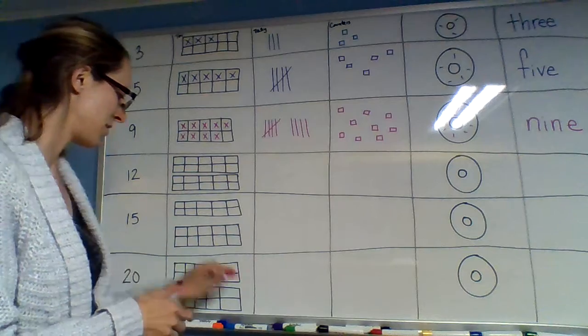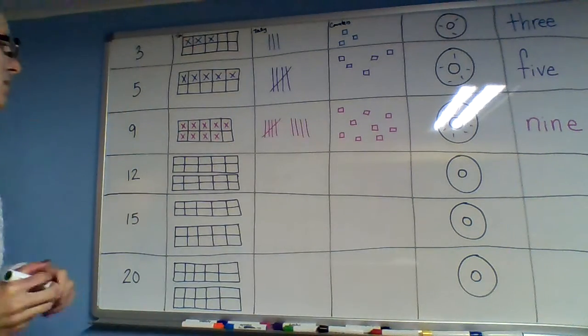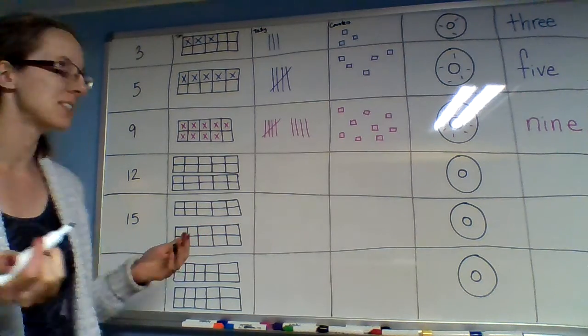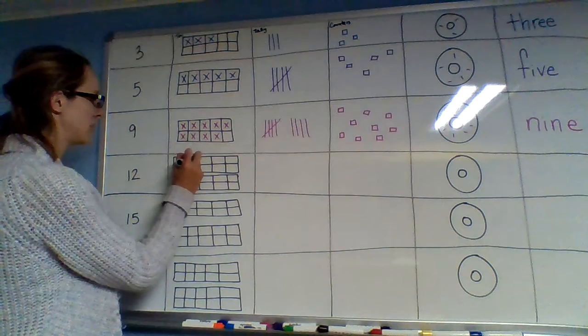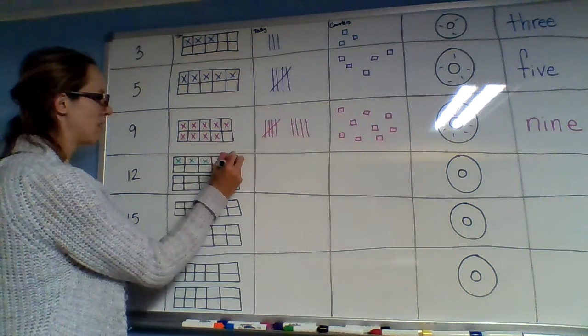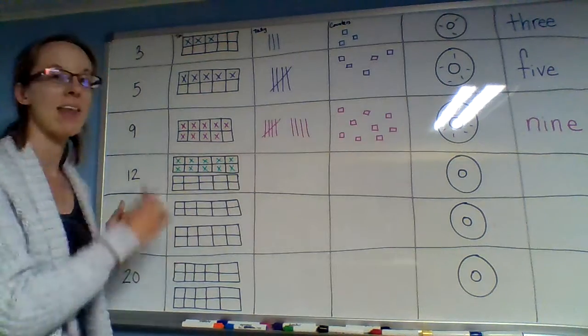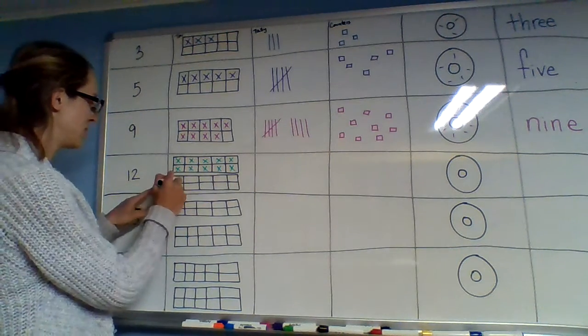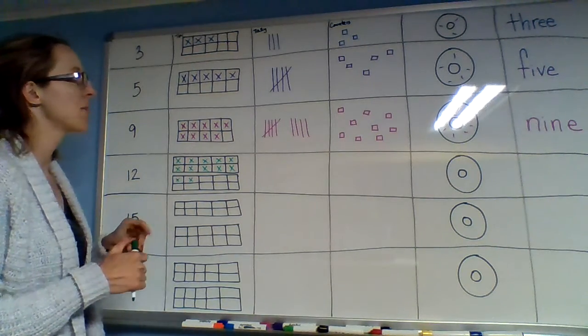All right, we're getting to bigger numbers, so hopefully we have our brains warmed up. Our next number is going to be 12. Now, 12 is bigger than 10, so we need 2 tens frames. We'll have to fill this one. 1, 2, 3, 4, 5, 6, 7, 8, 9, 10. And then I need to fill part of the next one. 10, 11, 12.